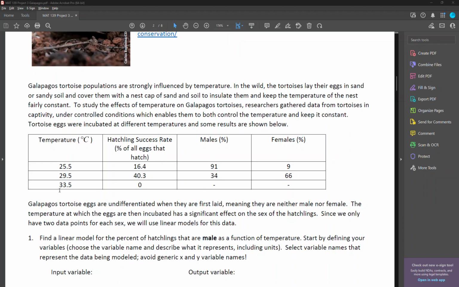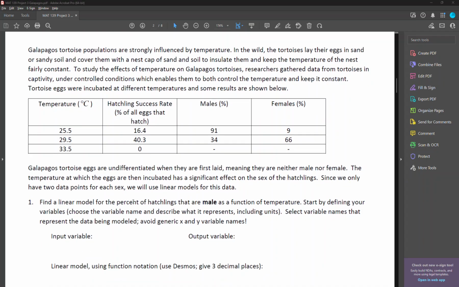If the temperature gets as warm as 33.5 degrees, none of the hatchlings survived. Survival rate is 0. All right, so your job is to make a folder on Desmos to organize your work.